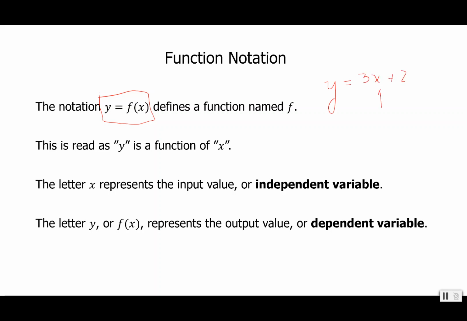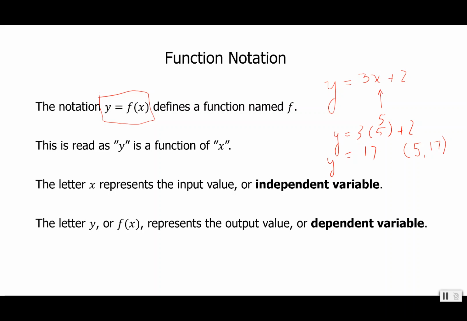If we substituted a value in for x, let's just say we put a 5 in there, we could say y equals 3 times 5 plus 2. That would give us 17, right? And we could write that as an ordered pair. We could say that when our input for x was 5, our output for y was 17, and we could graph that point and eventually graph that line.